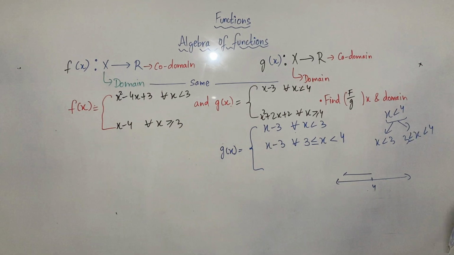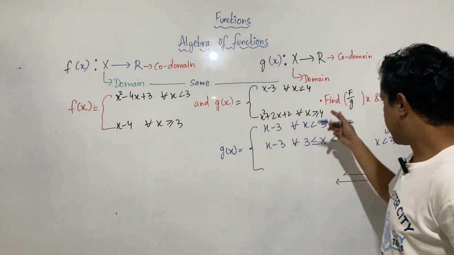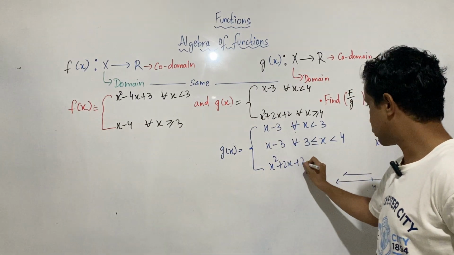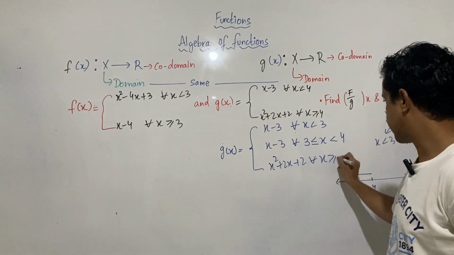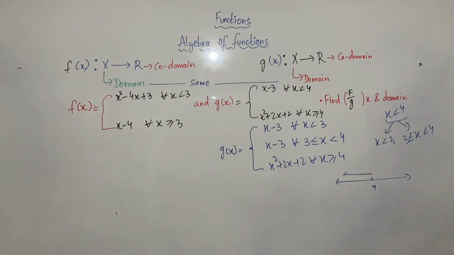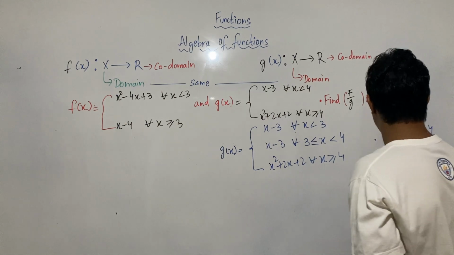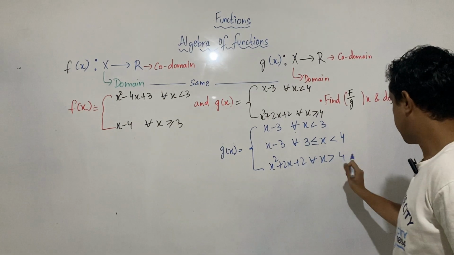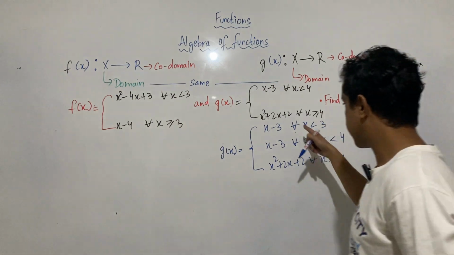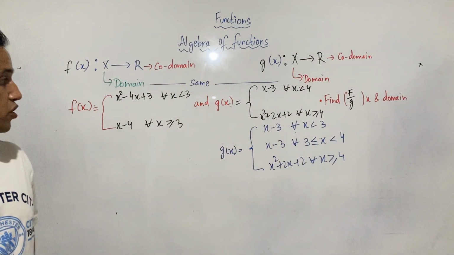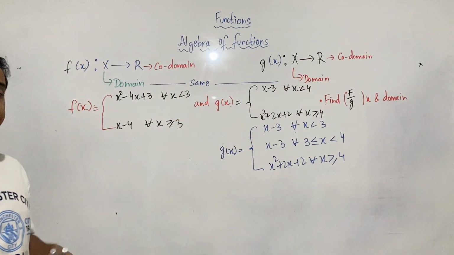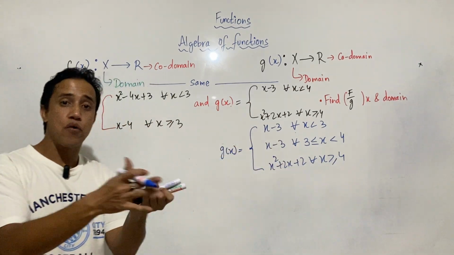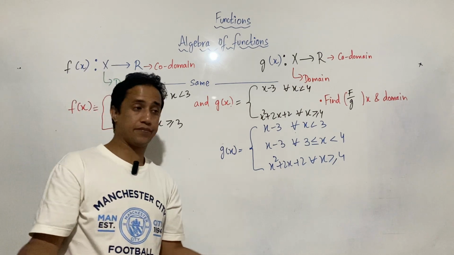And this one, x squared plus 2x plus 2, for all x greater than 4. Now, if you look at this function, this definition is valid for all the real numbers. You can check it. It includes everything from minus infinity to infinity. I have done modifications, but I didn't change the domains. I just rearranged the things.